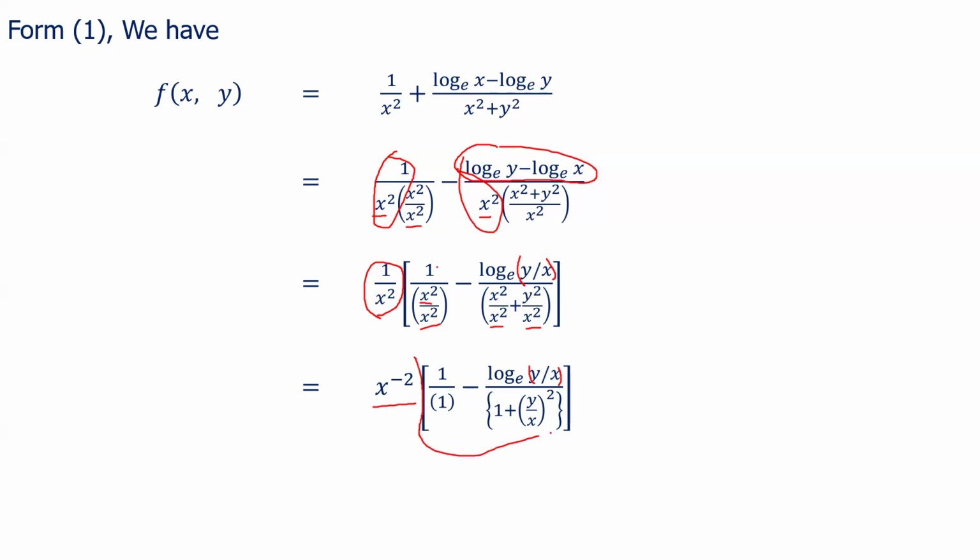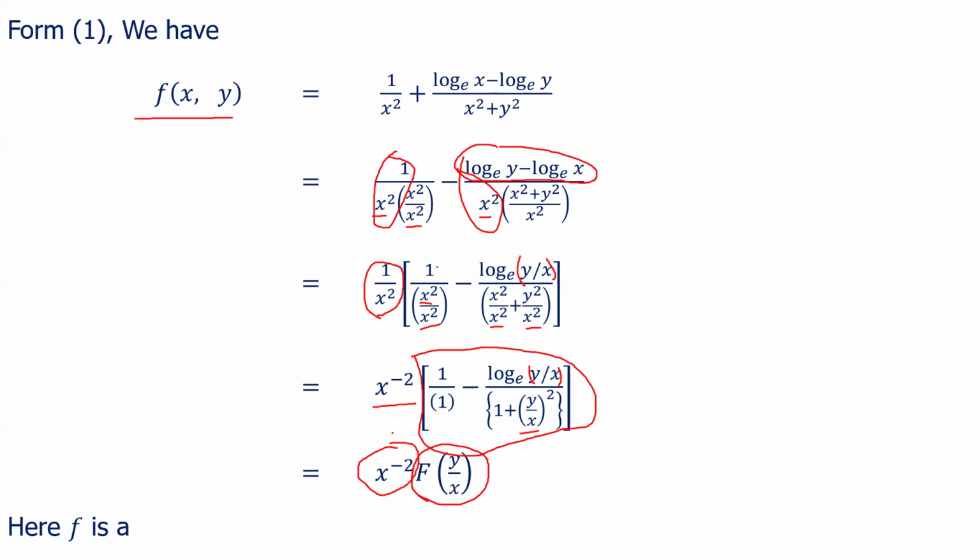So this total part has degree 0 because it is always in terms of the fraction y by x. y by x has degree always 0. So we can write x to the power minus 2 times f of y by x, where f of y by x has 0 degree. So ultimately, the given function has degree minus 2. So the given function is a homogeneous function of degree minus 2. We can write here f is a homogeneous function of x and y of degree minus 2.